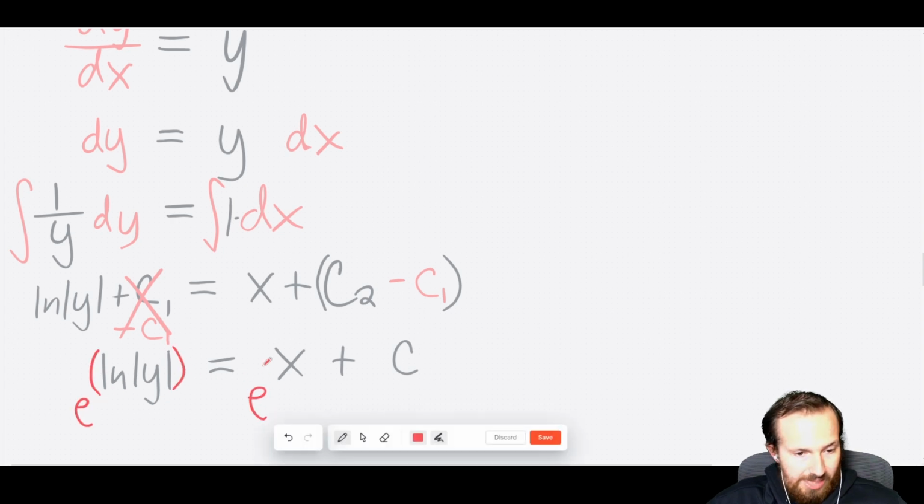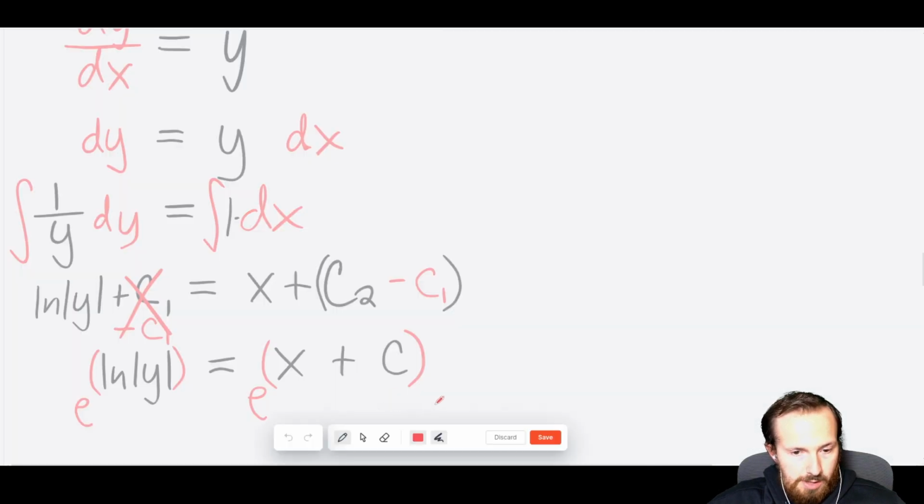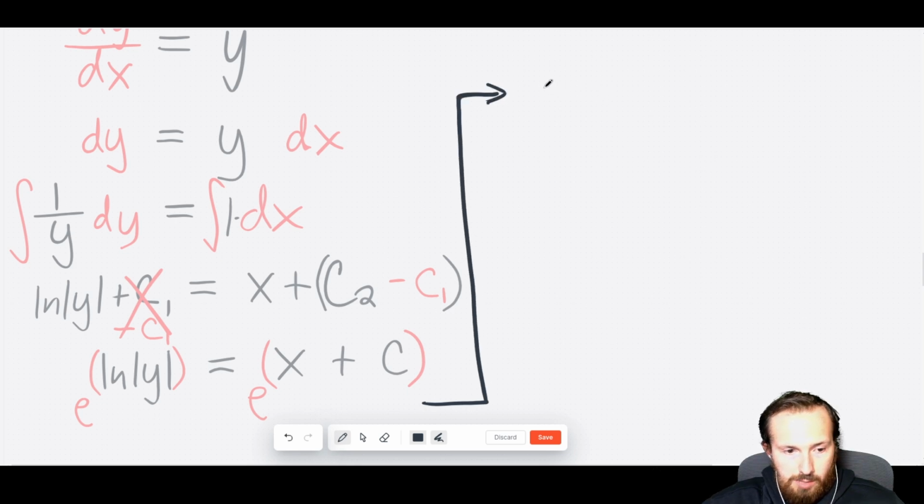So if we do what's called exponentiating both sides, and this is important, you have to do it to the entirety of both sides. One mistake a lot of students make is they leave the plus c on the outside, but you can't do that. The plus c has to go on the inside. And if we do this, hopefully it makes sense that we end up with y, because e and natural log cancel out, and then we get what? e to the x plus c.